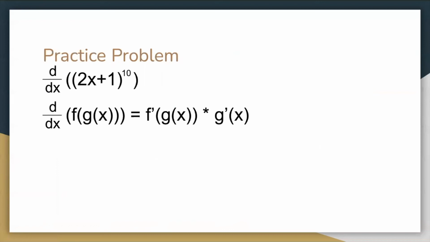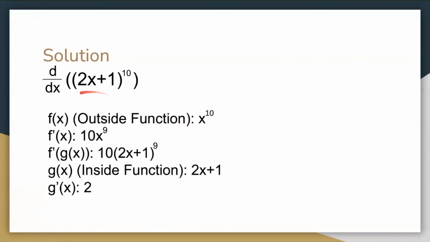All right, so the answer is first, the outside function is x to the power of 10, and the inside function is 2x plus 1, because you do 2x plus 1 first and then take that to the power of 10. So the derivative of x to the power of 10 is 10x to the power of 9.